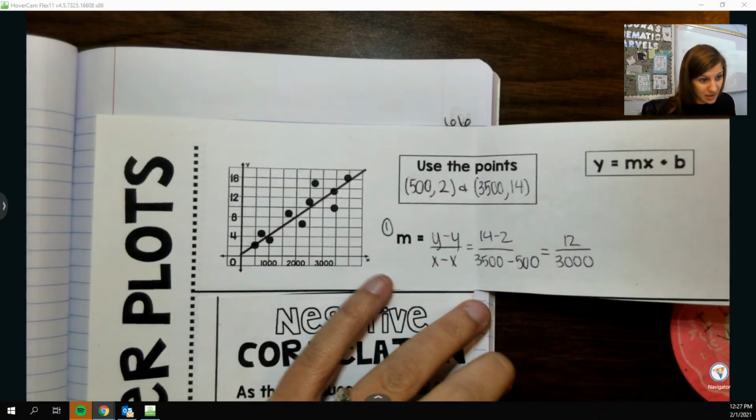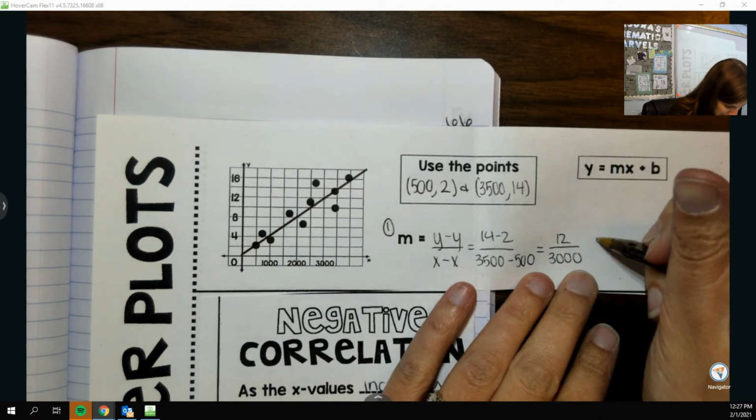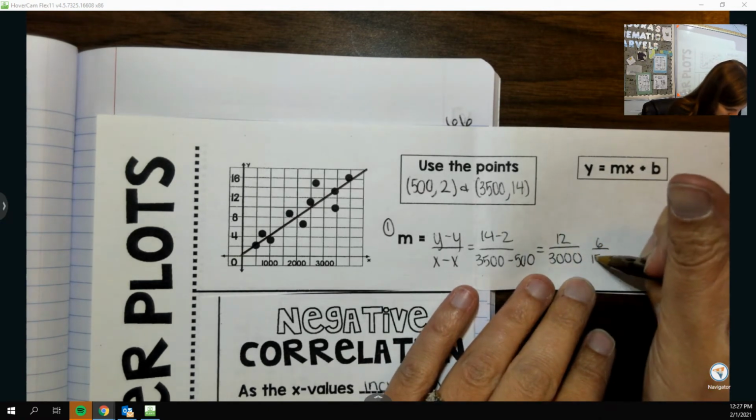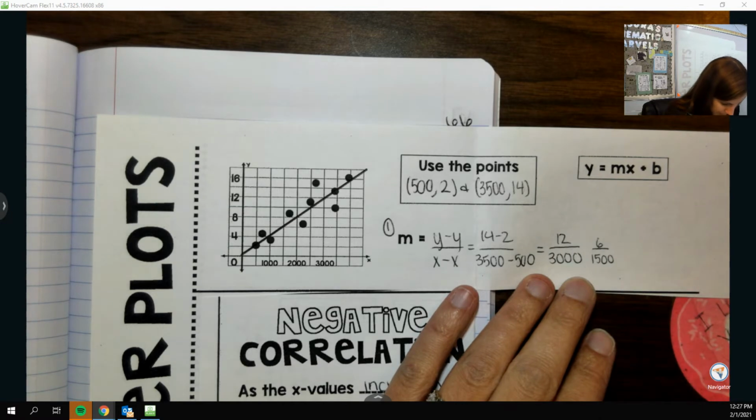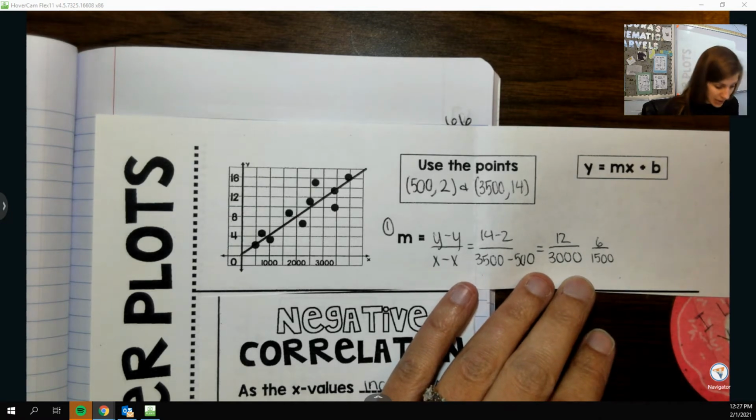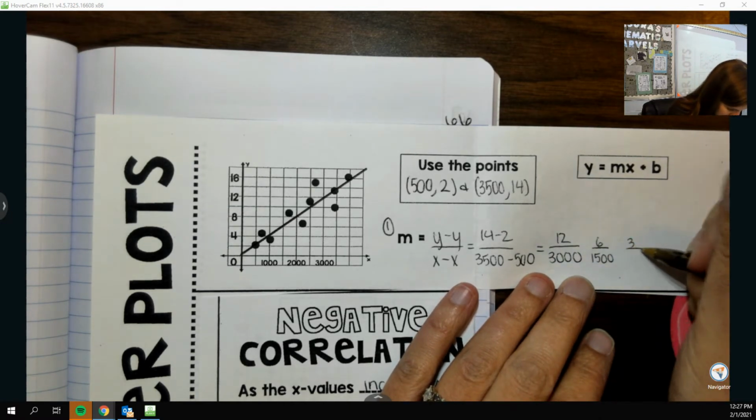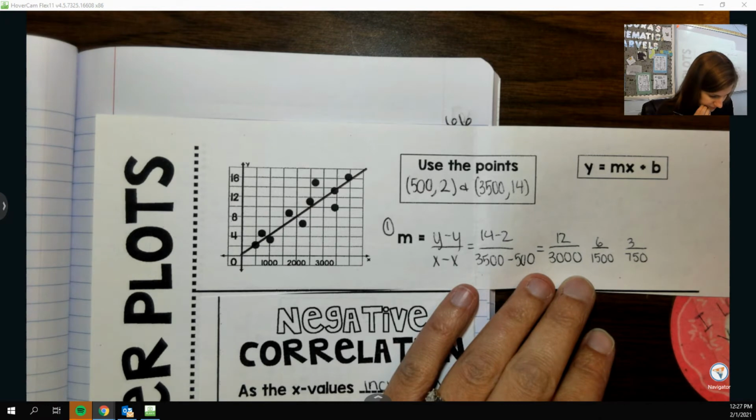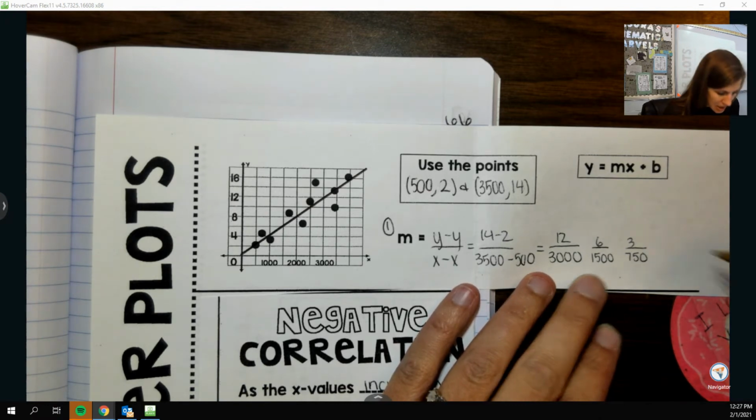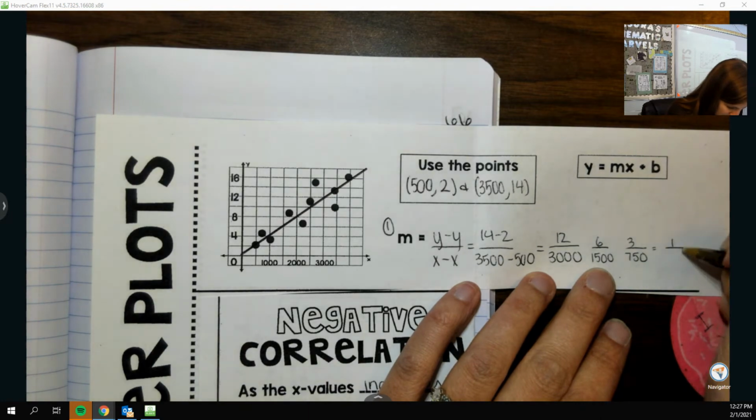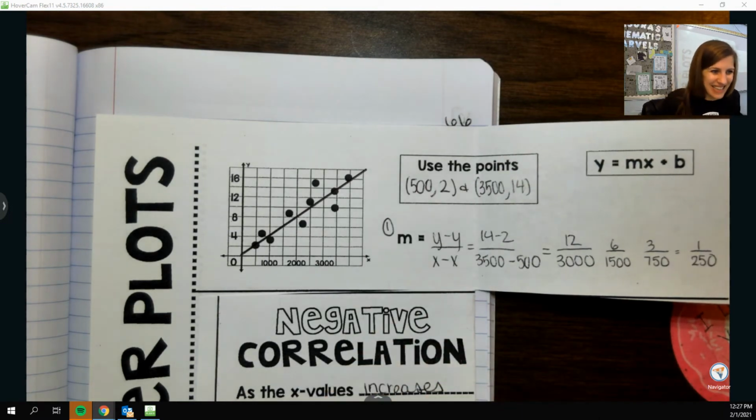Like 2 will go in. So I should probably do that. 2 goes into that 6 times and into that 1,500 times. Oh my gosh, I could do 2 again. I'm going to keep going. So 3, divide that in half. That'd be 750, right? I think 3 goes into 750. Yeah, because it's like 3/4. So 1 over 250. That was a lot of reducing.